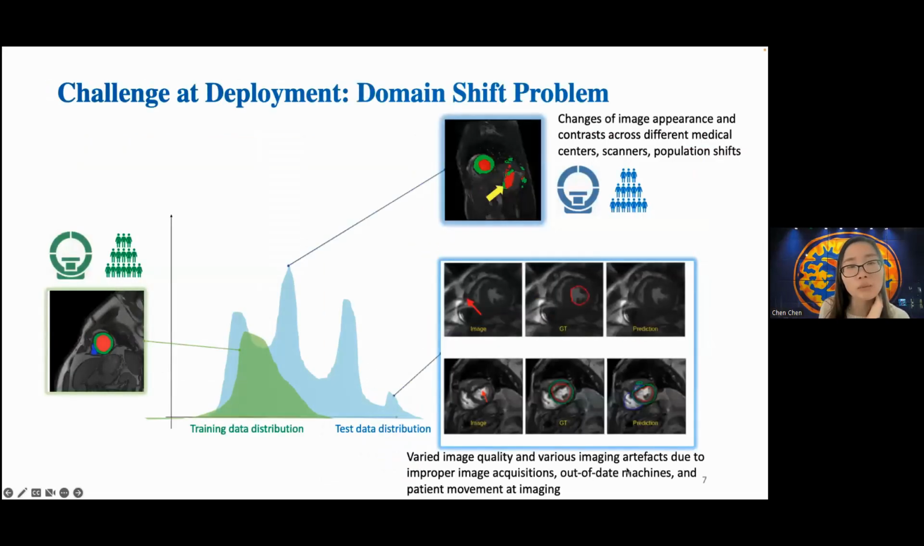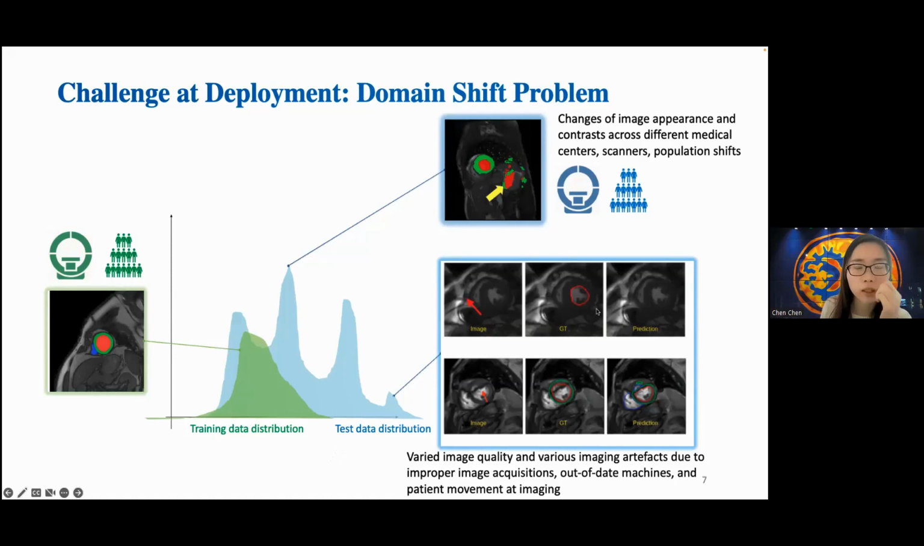In the medical domain, the domain shift problem is very common. Normally we are facing very limited training datasets collected from a very limited population, and the models can perform pretty well on this type of images.